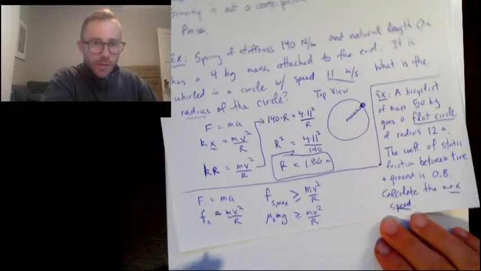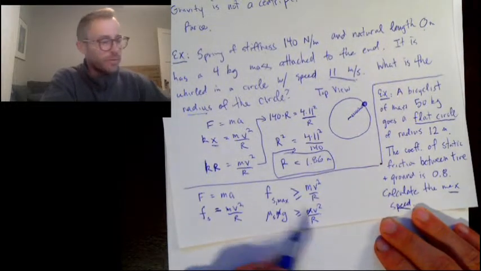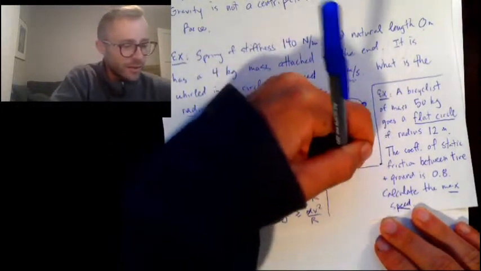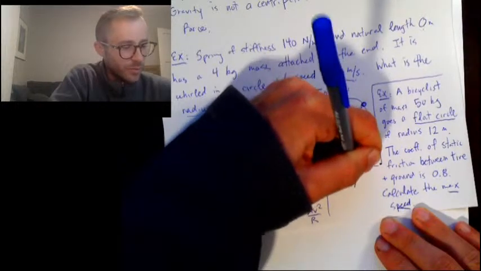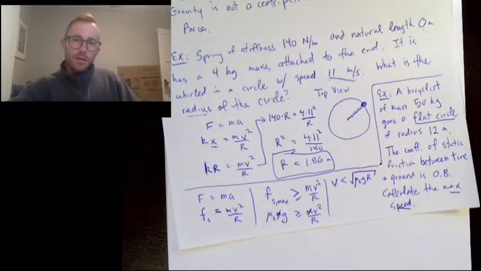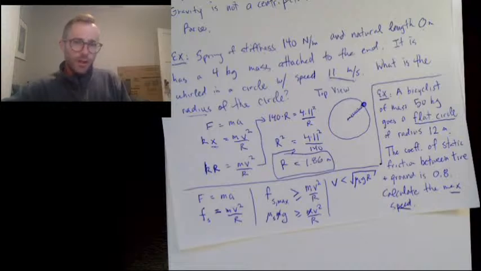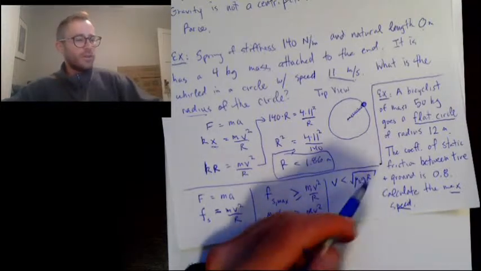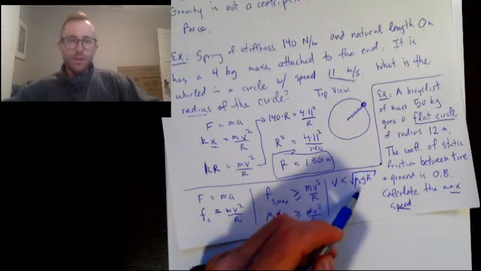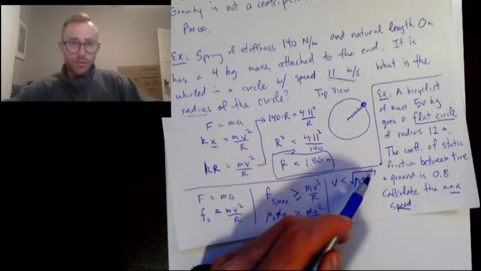We can see that the masses cancel out. And I can actually solve this, and I get that the velocity has to be less than the square root of mu sub s times g times r. Okay. I like this because it makes a lot of sense. The bigger the coefficient of static friction, the faster you can go. The bigger the radius of the circle, the faster you can go.